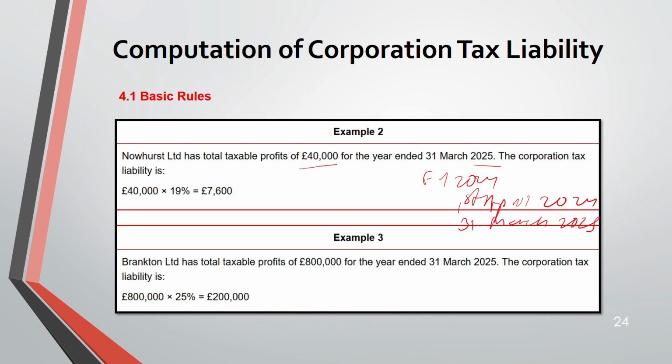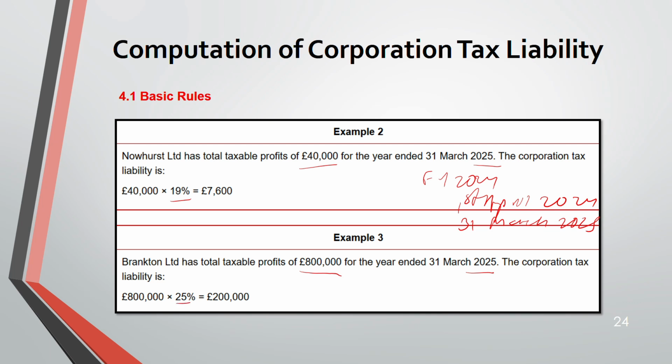So 40,000 is less than 50,000. FY 2024 has two rates, the small profit rate and the main rate. Since 40,000 is less than 50,000, we apply the small profit rate, which is 19%, to this 40,000. Example 3, same year but 800,000. That is more than 250,000, so the main rate of 25% applies.